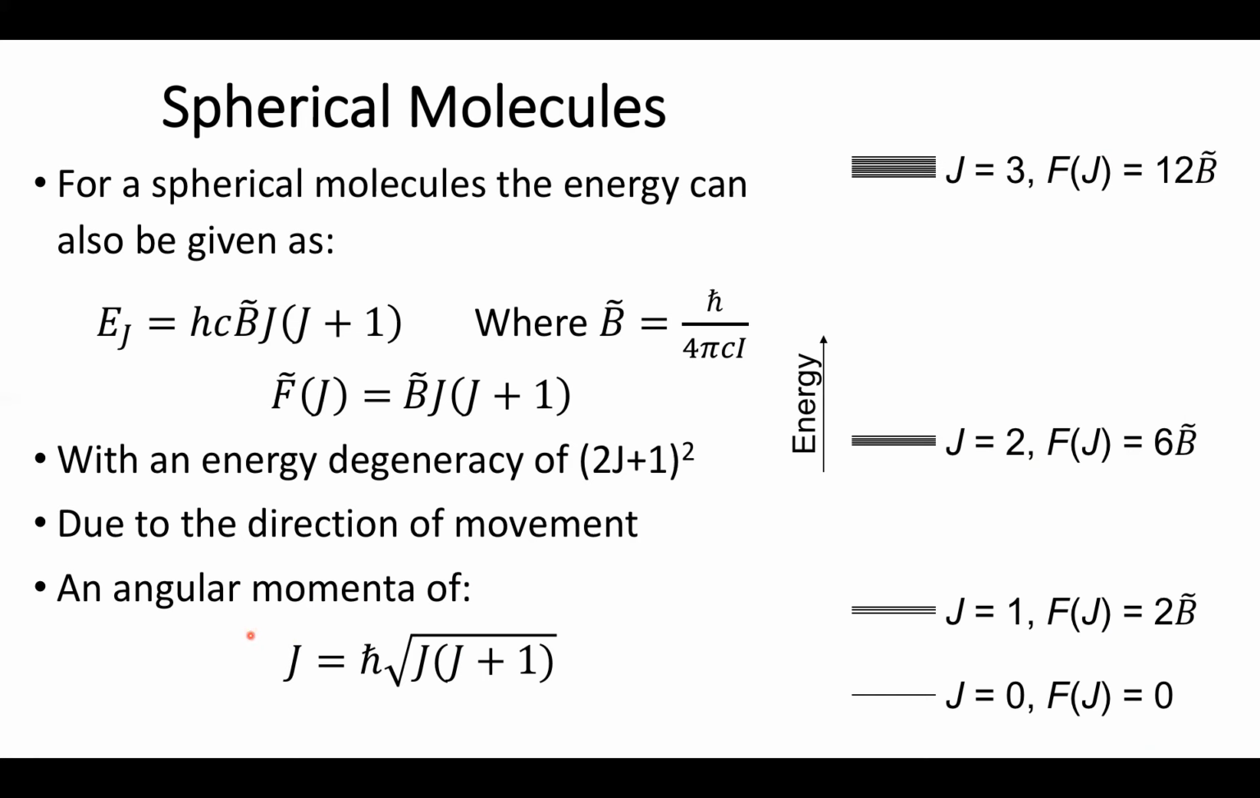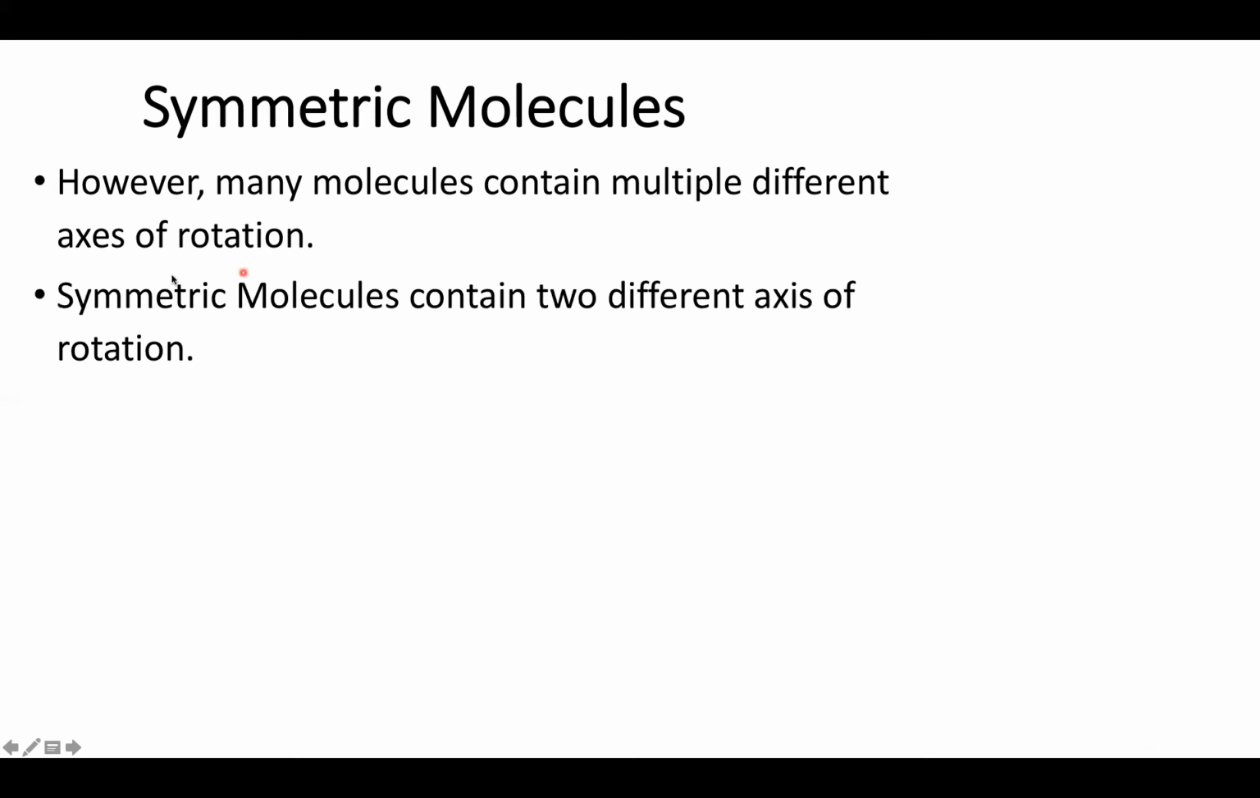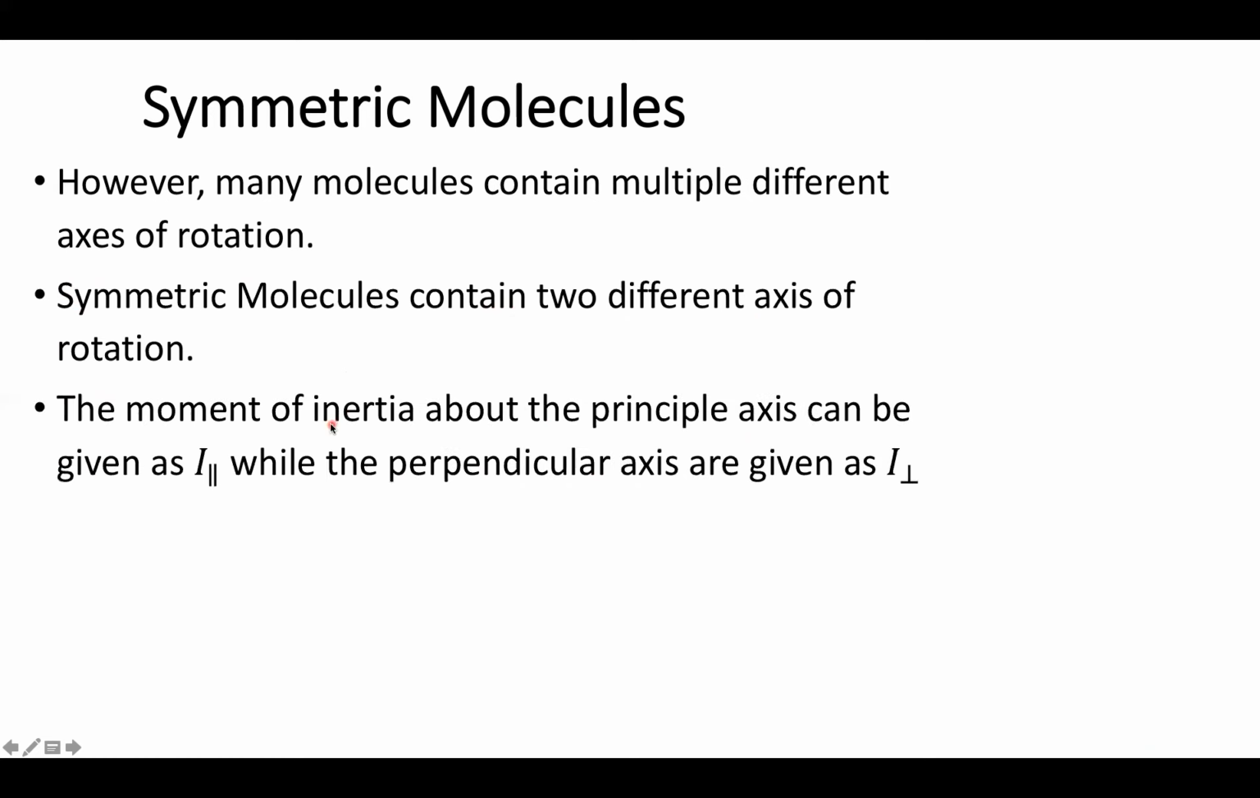However, one of the things we have to watch out for is that most molecules we usually care about actually contain multiple different axes of rotation. So we're going to focus specifically on the symmetric molecules, so two different axes of rotation. The moment of inertia about the principal axis is going to be given by I parallel, while the perpendicular axes, so these are our C2 rotations, are given by the perpendicular moment of inertia. So this will be the notation that I'm going to make use of.